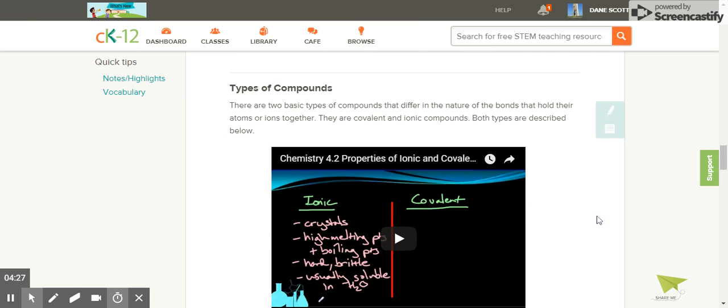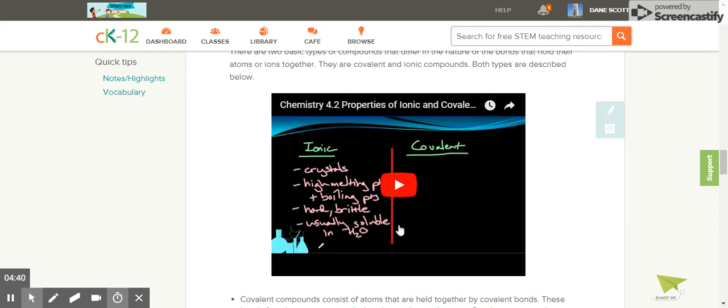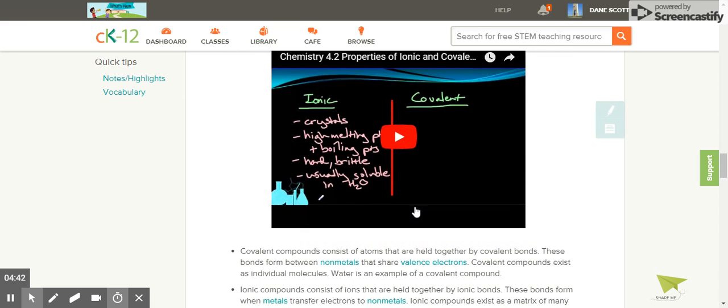Types of compounds. There are 2 basic types of compounds that differ in the nature of the bonds that hold their atoms or ions together. They are covalent and ionic compounds. Both types are described below. Watch this video for more information.